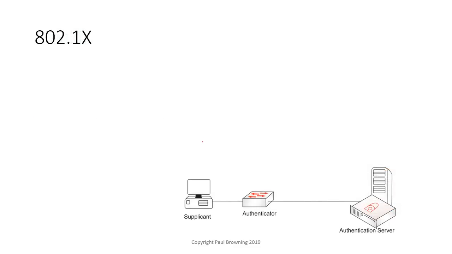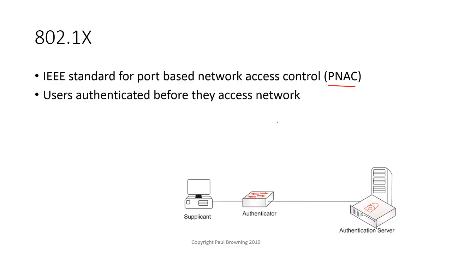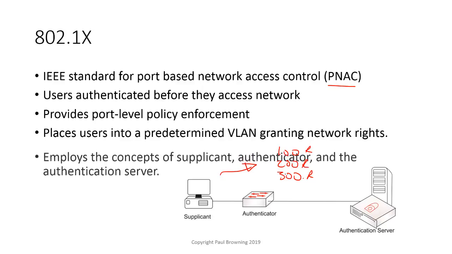This is a new topic as well, 802.1x. It's an IEEE standard. It gives you port-based network access control. Users are authenticated before they access network resources. You've got port level policy enforcement. Users can be placed into a predetermined VLAN, granting them network rights. So whatever their credentials are, they could be put into VLAN 100, 200, or whatever. And these VLANs will each have certain rights associated with them.